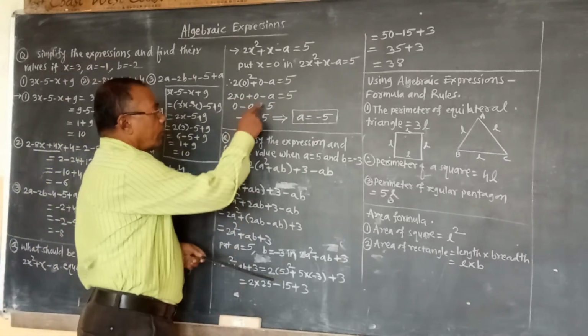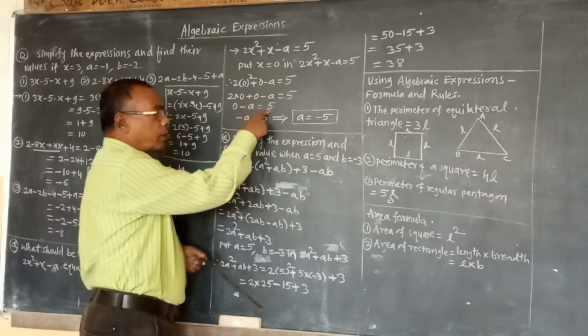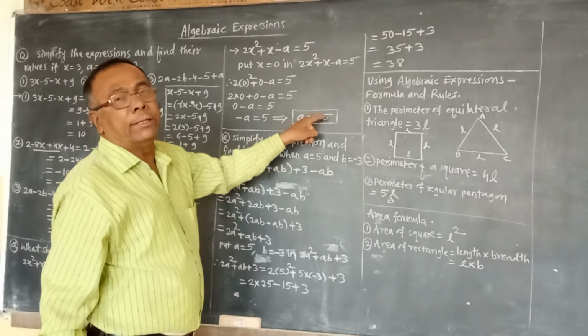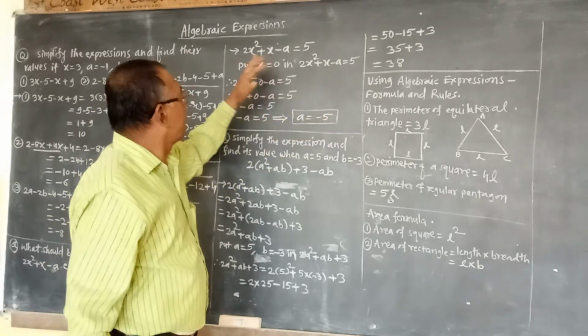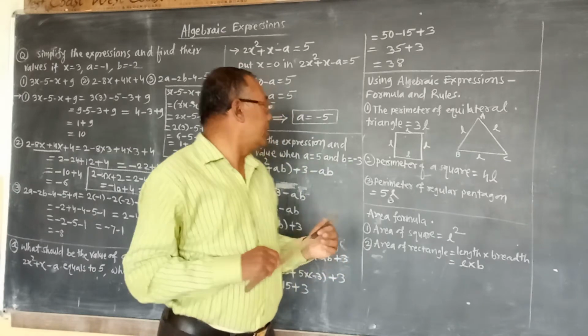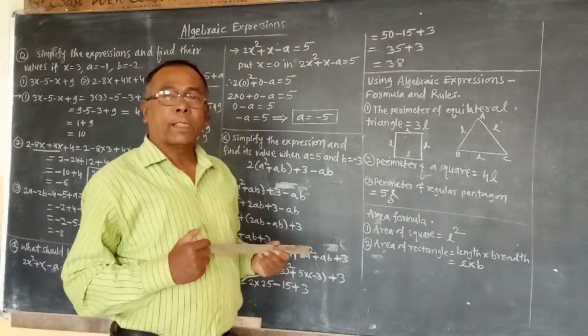Here we will get minus a equal to 5, or we can write a is equal to minus 5, and therefore we have to find the value of variable a, that is equal to minus 5.